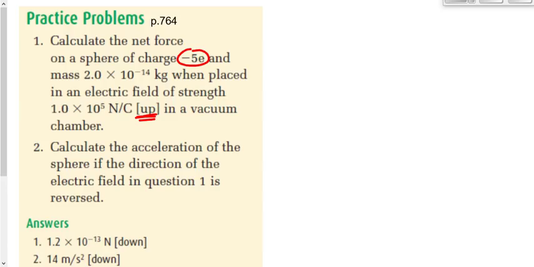That means that the forces aren't going to balance. There is going to be an acceleration. We don't know what that is, but there is going to be an acceleration. Let's draw the diagram. It's a negative particle. The electric field, we're told, is upward, and we know that gravity is downward.